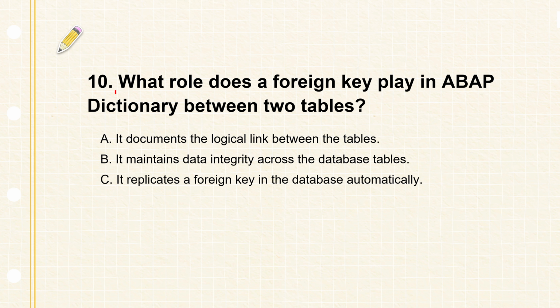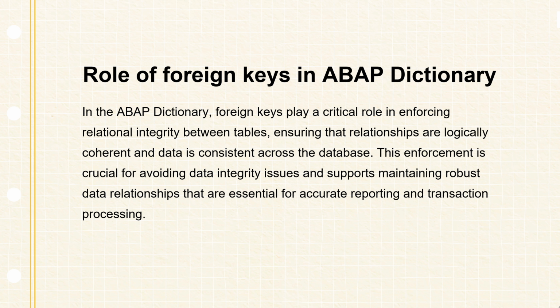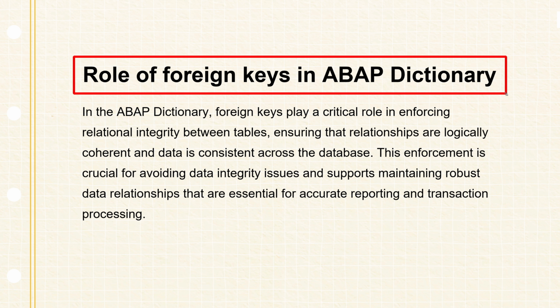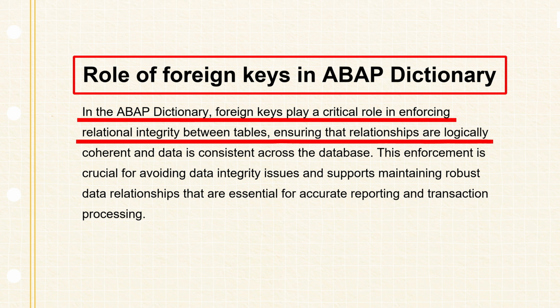Question 10. What role does a foreign key play in an ABAP dictionary between two tables? The knowledge points of this question are: role of foreign keys in ABAP dictionary. Foreign keys link tables together, ensuring that data stays consistent and related records match up correctly. This is key for maintaining reliable and accurate data across the database.